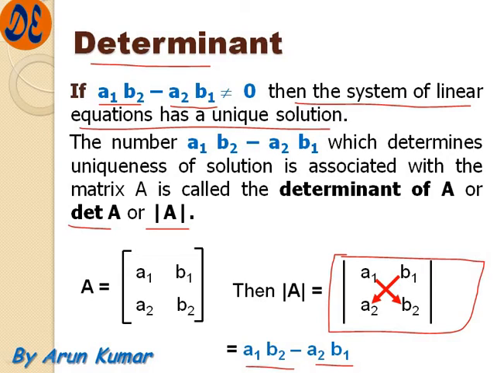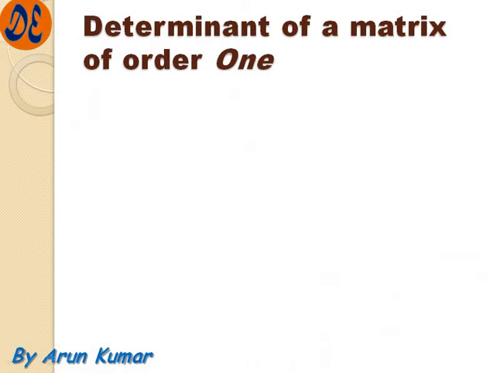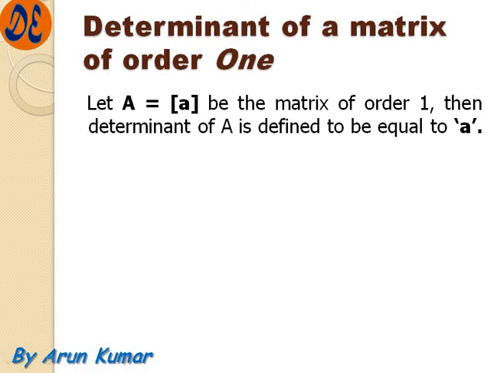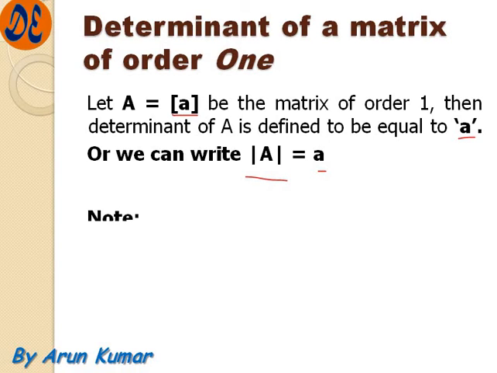In order 1 there is only one value, so that is again itself a determinant. So let us check how we can calculate determinant. The determinant of a matrix of order 1: if A is a matrix of order 1, then the determinant of A is defined to be equal to A. Now there is nothing to calculate. If there is one element, the same number is the determinant of this matrix. So there is no need for calculation. Or we can write determinant of A is equal to A.